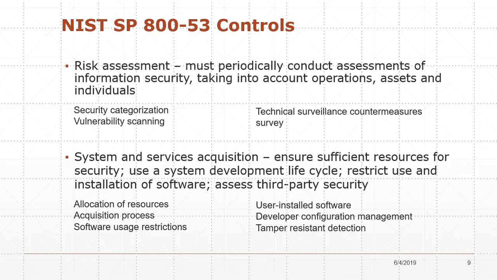Risk assessment. You must periodically conduct risk assessments of information security, taking into account operations, assets, and individuals. So here you're looking at security categorization, which you tie back to FIPS 199 and FIPS 200, vulnerability scanning, technical service measures, and surveys. The systems and services acquisition. You must ensure that sufficient resources are available for security. Use a system development lifecycle and restrict use and installation of software, and assess third-party security.